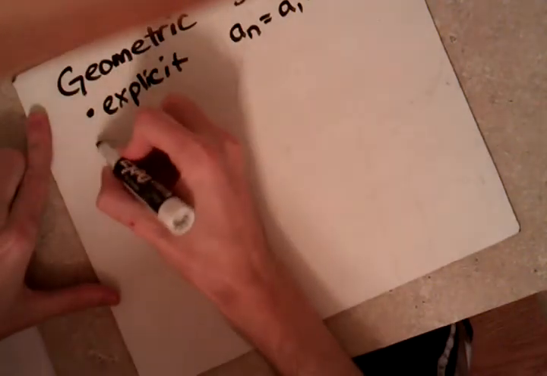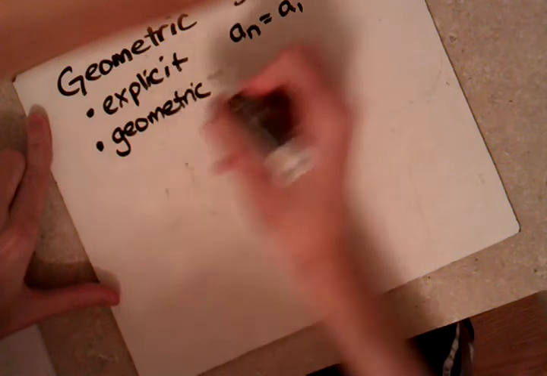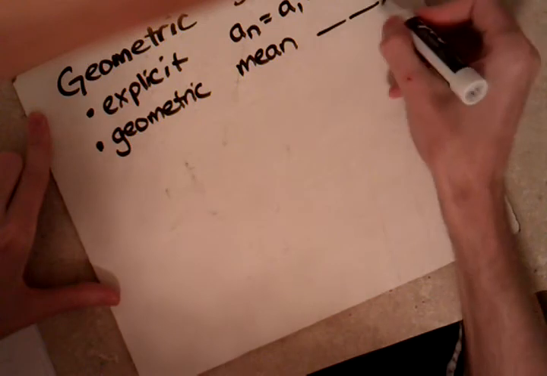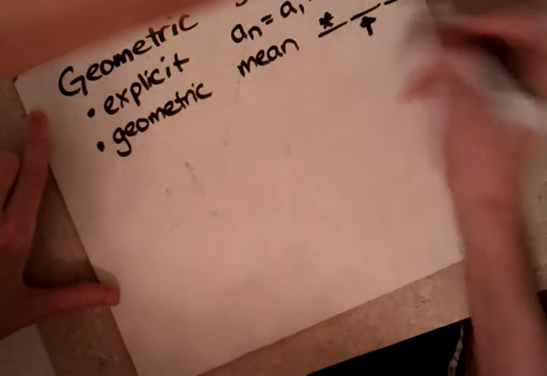So we'll add that up here. So geometric mean is useful when you know these two and you want to find the number right in the middle.